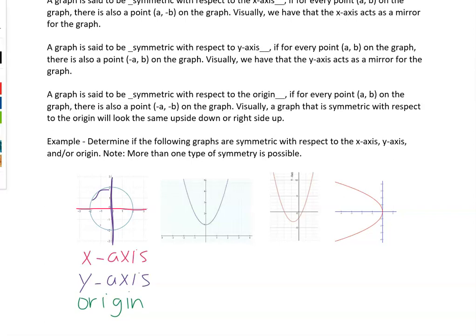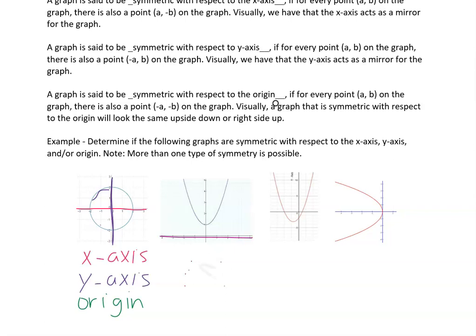So we'll start by talking about the x-axis. So if I were to draw a line on the x-axis, does the graph match up with itself? Well, no, clearly, in order for it to match up, there would have to be another piece of the graph down here somewhere, and that doesn't exist. So this graph is not symmetric with respect to x.